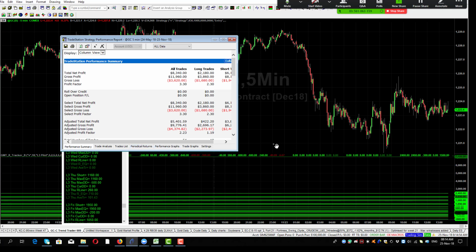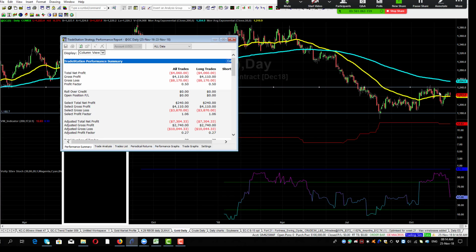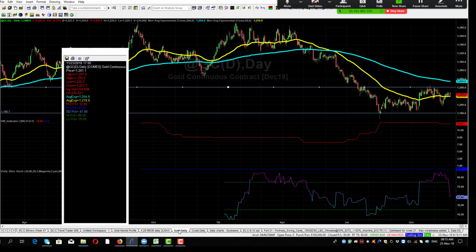So back to gold, just go back to the gold daily. I'm not really too worried about the range here, that sideways price action, because we're both longs and shorts. Let's get rid of that. We're both longs and shorts, so that doesn't really concern me whatsoever. But I'm definitely keeping an eye on it.